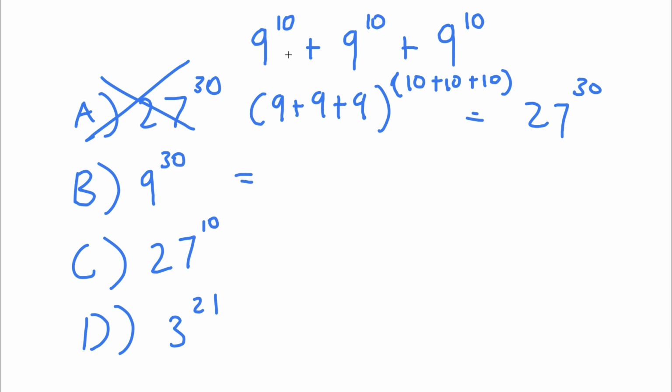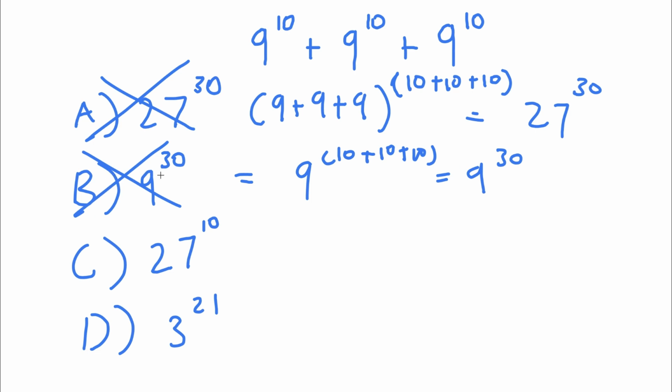And to get this, you're going to keep the base the same, so you don't do anything with the base, and then you just add all the exponents. So you do 9 to the power of 10 plus 10 plus 10, and this is equal to 9 to the power of 30. And this is wrong as well. That's not the right way of adding exponents.